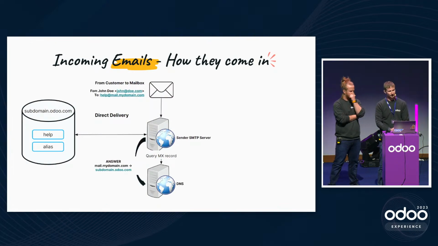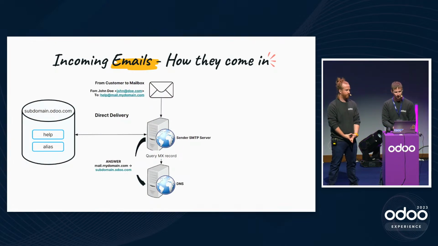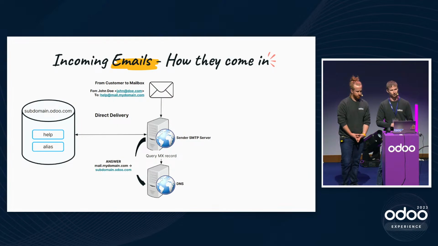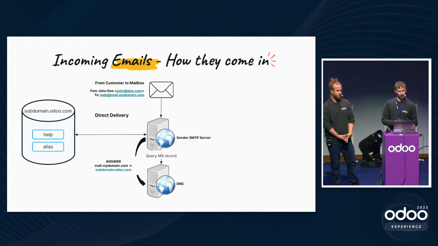So the third and last method is direct delivery. If we have a look at the screen, you can see that again we have our customer sending an email to our helpdesk team. You can already note a first difference: the mail is sent to help@mail.mydomain.com. So here we are not using our regular domain, we are using a subdomain. Keep that in mind for later.